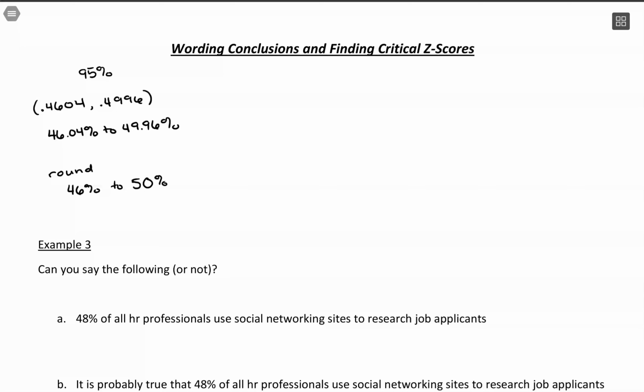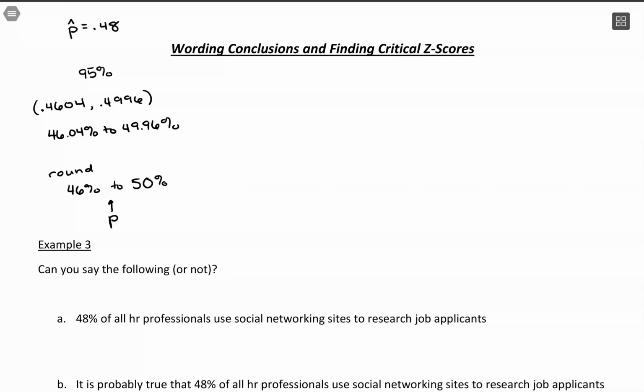So all of this was based on a sample proportion of 0.48. We started with that sample proportion, built the confidence interval, and then we get this range of values. And the idea is that whatever our population proportion is, it should be within that interval with 95% confidence.